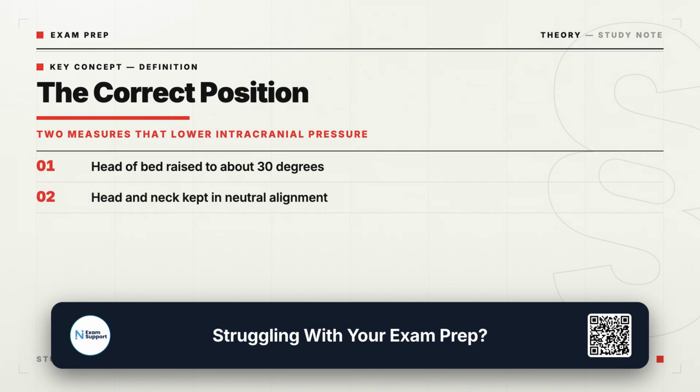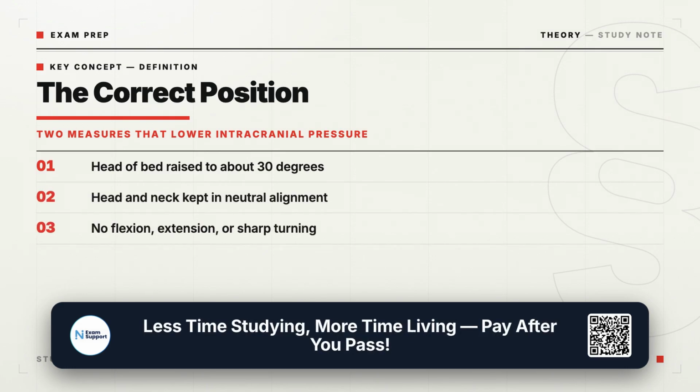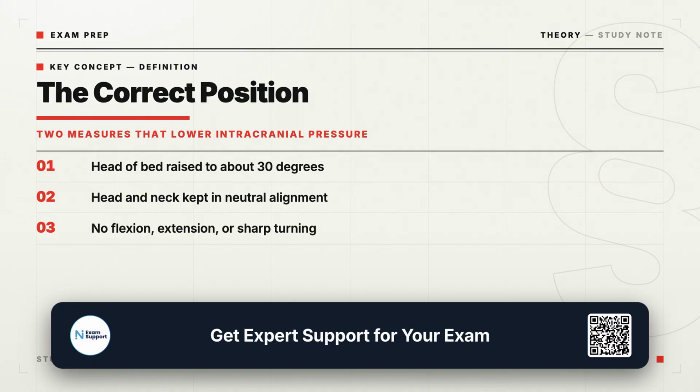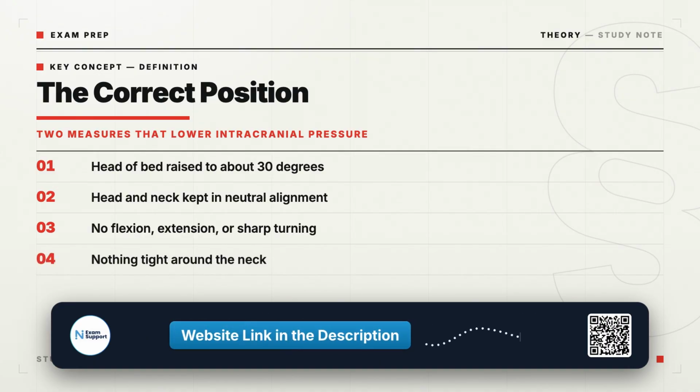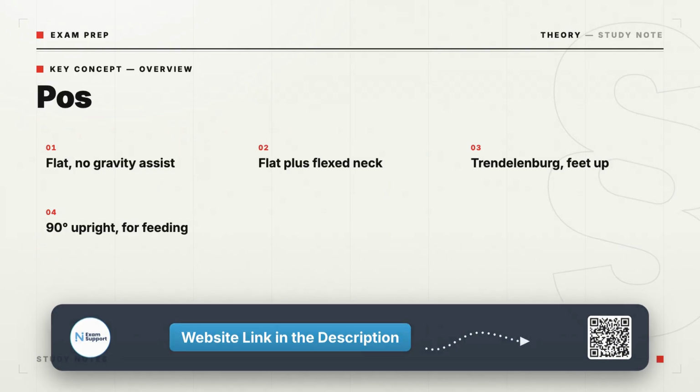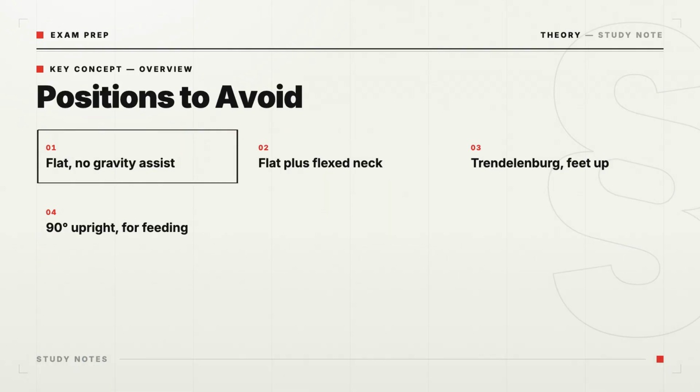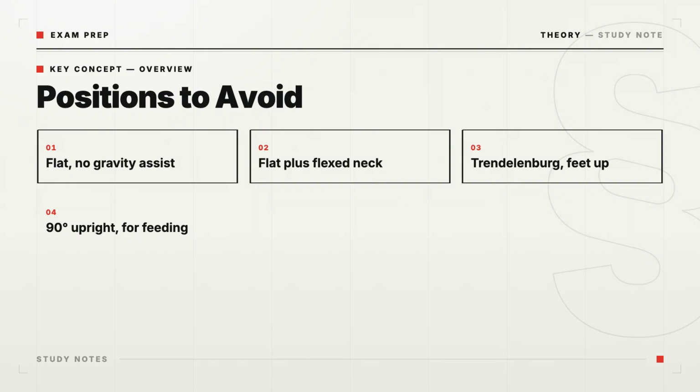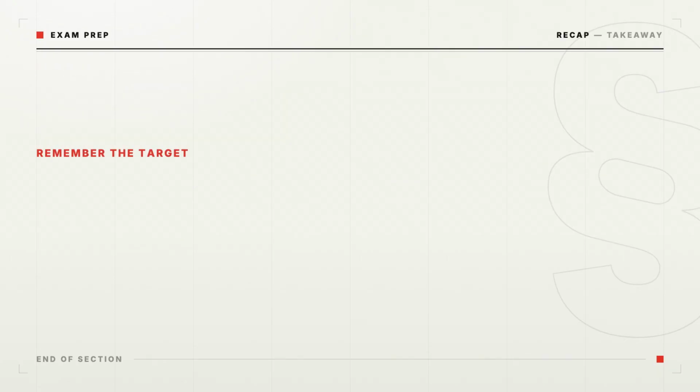Raising the head of the bed to about 30 degrees uses gravity to encourage venous outflow, while keeping the neck neutral, facing forward avoids kinking the veins. Lying flat removes gravity's help, and adding a flexed neck throttles drainage further. Trendelenburg, with feet raised above the head, is worse because it drives blood toward the brain. And 90 degrees bolt upright is a swallowing safety position, not one meant to lower brain pressure.